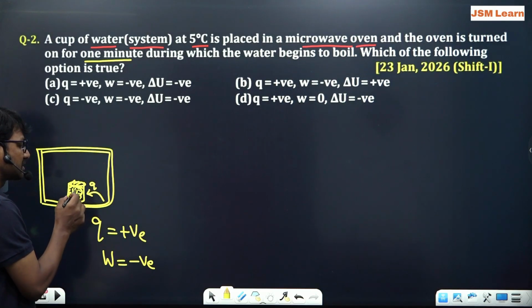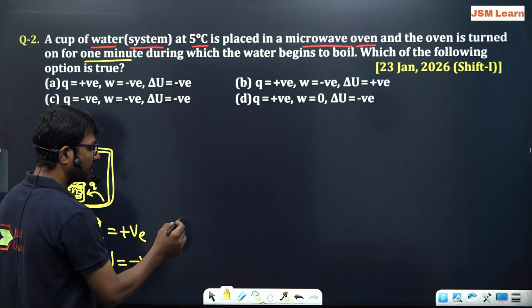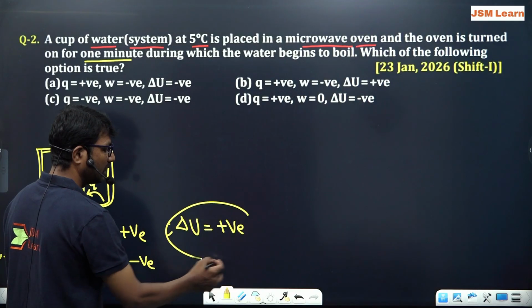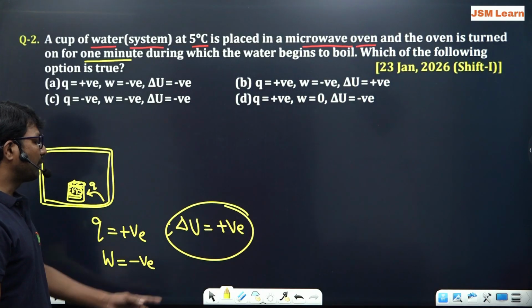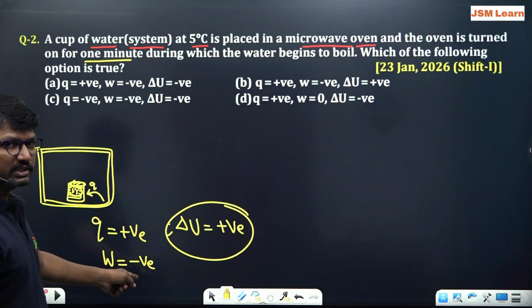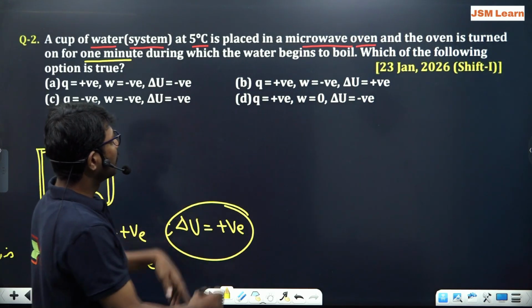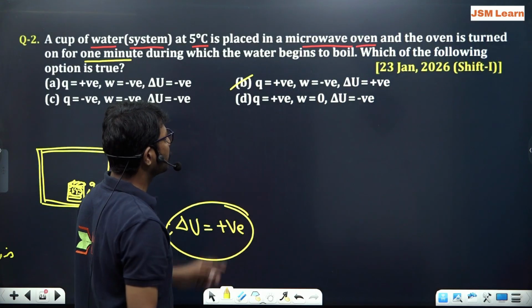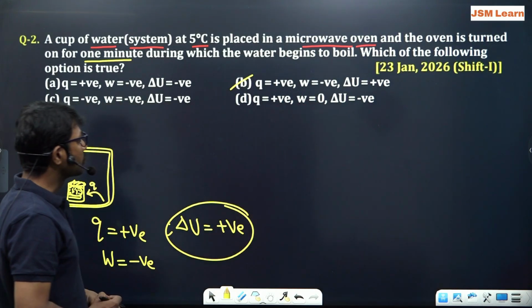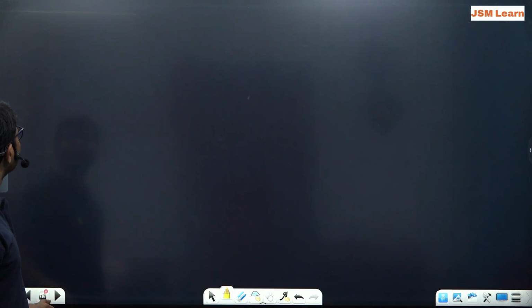As the system is absorbing some heat energy, the internal energy of the system is going to increase, which is positive. So now let us see here, Q is positive, work done is negative and delta U is positive. So among these, option B is the correct one. Q is positive, W is negative and delta U is positive. So like this easily you can solve the questions. Now the next one, let us see.